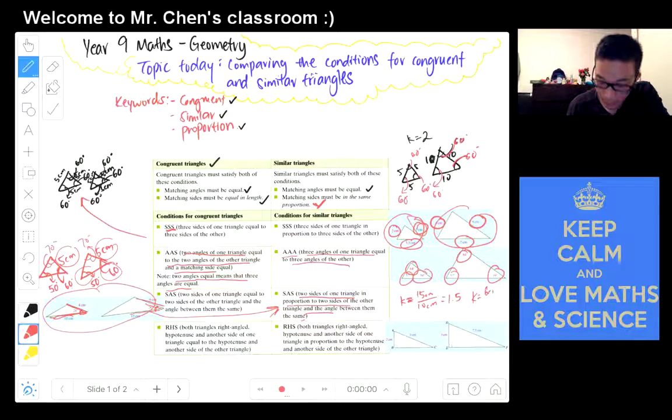6 centimeters, always write the bigger one on top, divided by the matching length of the smaller one, it will be 1.5. So we know that even though the two triangles have different lengths, they are in proportion. That means they have increased by 1.5 times.